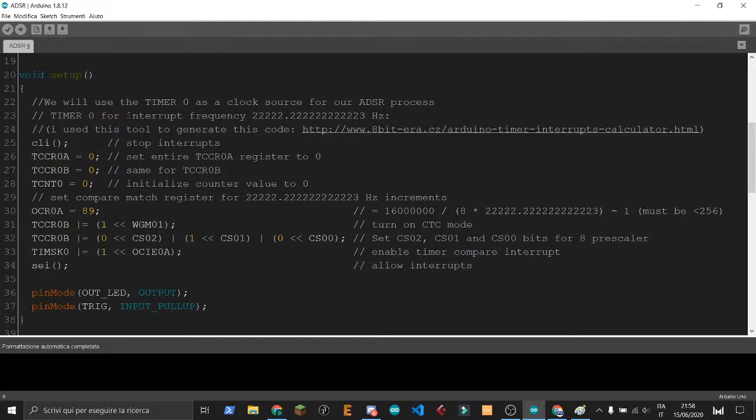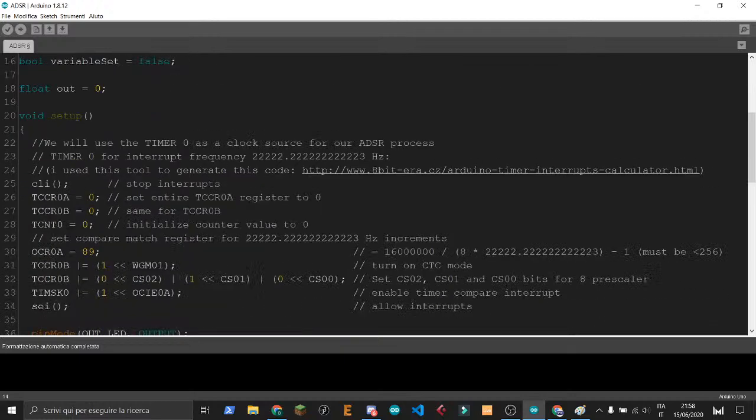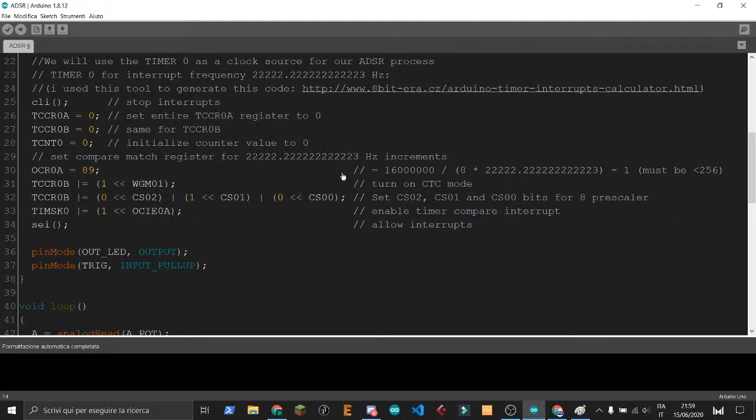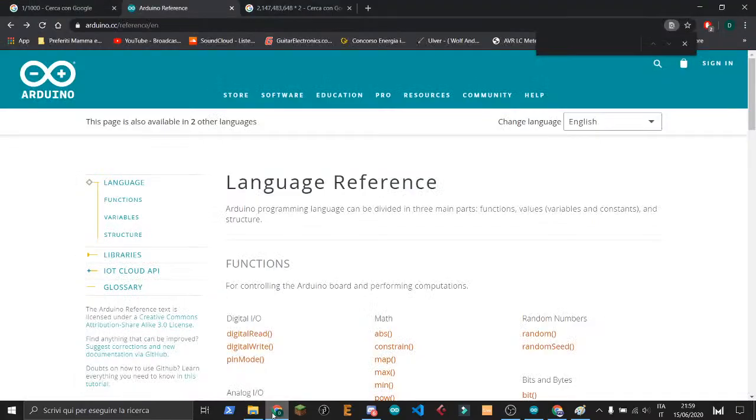But that's not enough, because as of now the timer frequency is approximately 1 kilohertz, and this will result in an audio rate modulation in the output signal, and we don't want that in this specific application. You might find it cool, but for our purpose, it's not what we're looking for. So we need to change the PWM frequency. And how do we do that? We take Google.